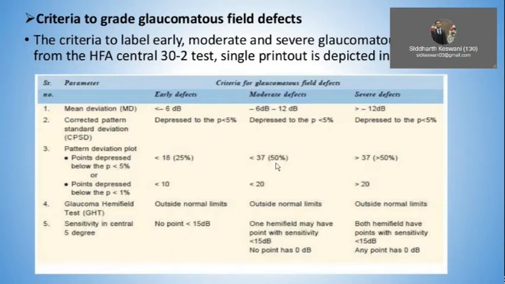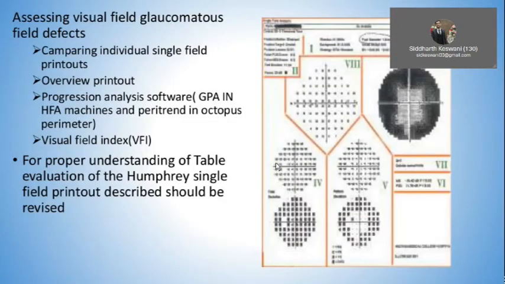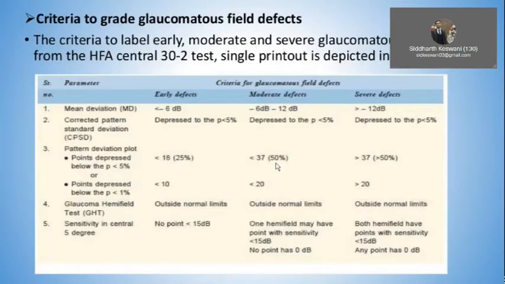Okay, so this is again criteria to diagnose the glaucomatous field defects. This is again not so important for you all. As I told you, we need to do visual field testing, perimetry. So this is again 30-2, which is very sensitive for glaucoma patients.